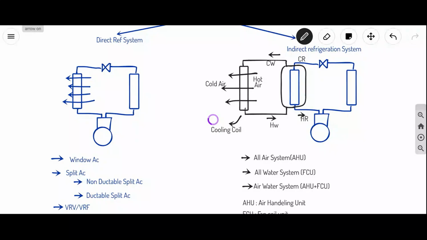Yeah, a cooling coil will never become an evaporator, it's a cooling coil, that's it. Evaporator is in, this is a water cooled evaporator, here you have, this is a water cooled evaporator.